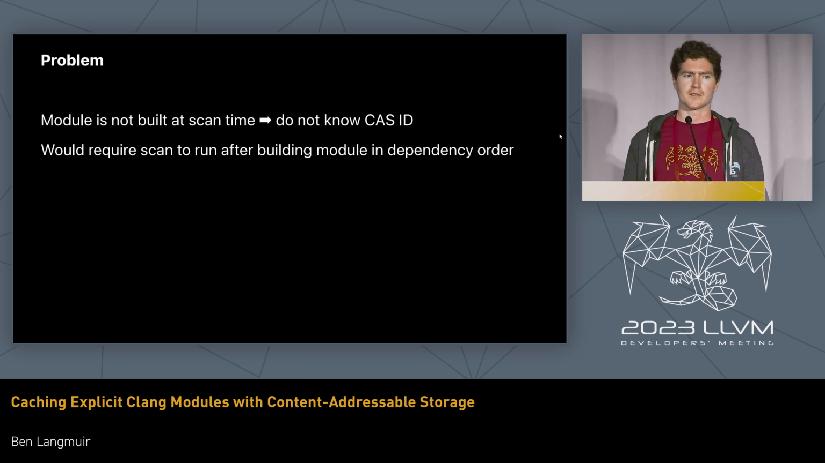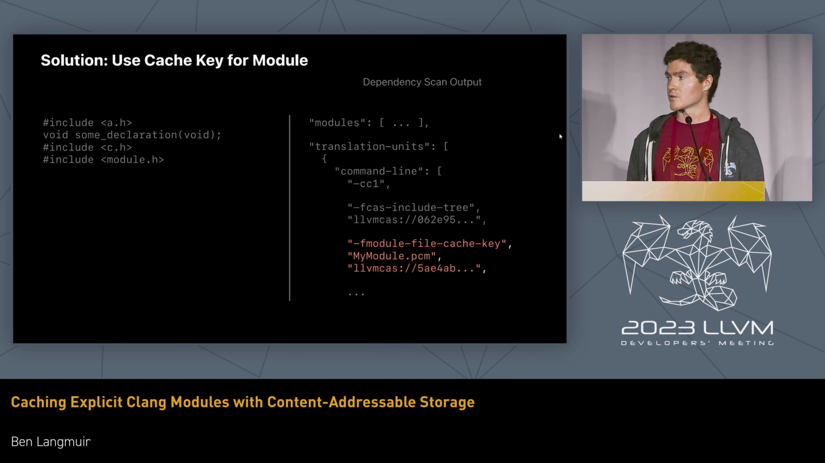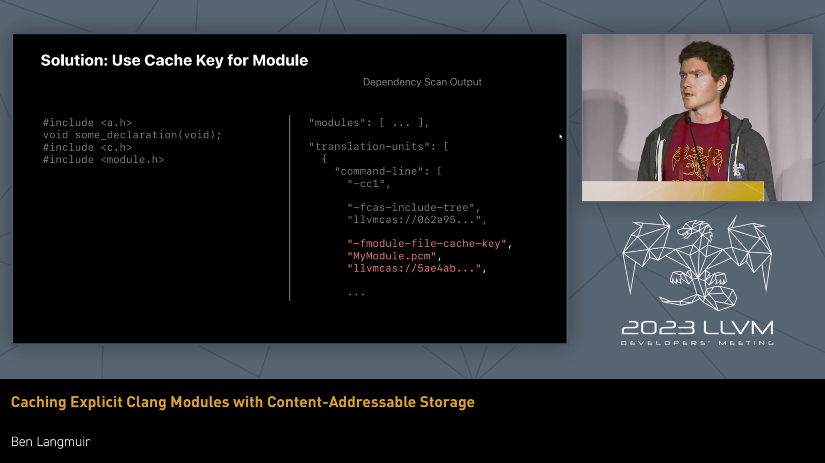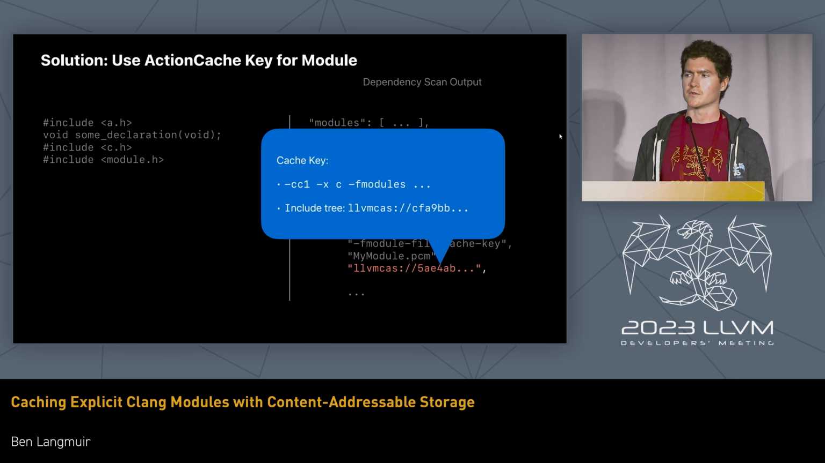If we wanted to support this design, we would have to run the scan intermixed with the build in dependency order, which would be bad for performance. Our solution for this is to instead use a new command line argument, -fmodule-file-cache-key, that associates a given module PCM path with a CAS identifier. But in this case, we're not referring to the contents of the module, but instead the cache key that was used to build it. That is the invocation and the include tree.